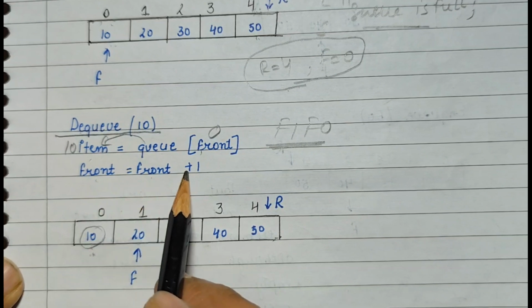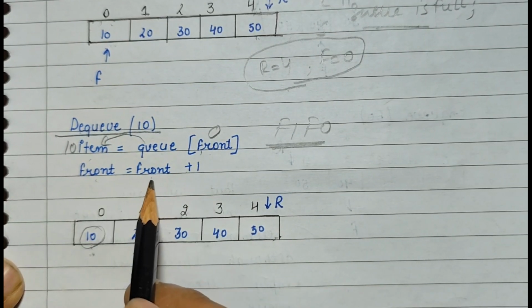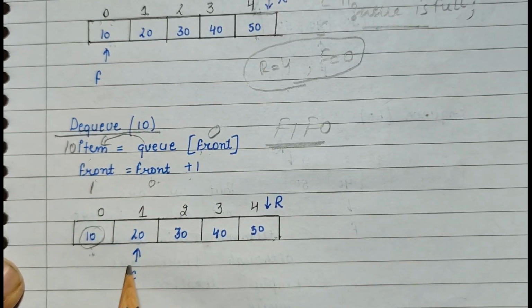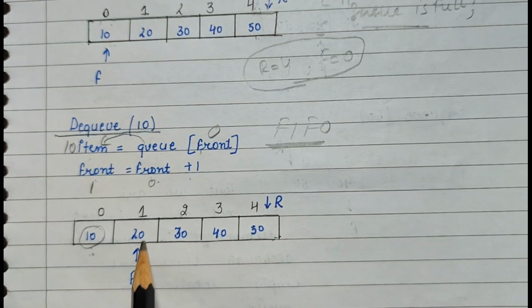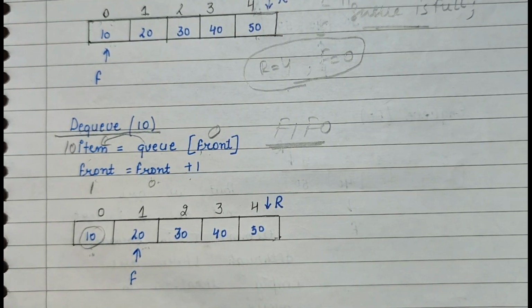And front is equal to front plus 1. What is the value of front? Front has a value 0. 0 plus 1 is 1. So front points to which location? Front points to this index 1. I hope all of you are clear how to perform the dequeue operation.